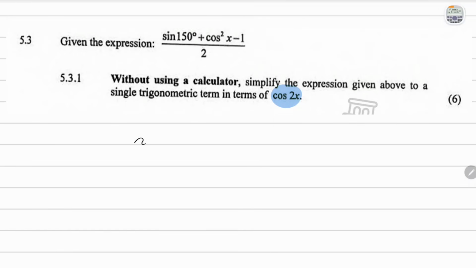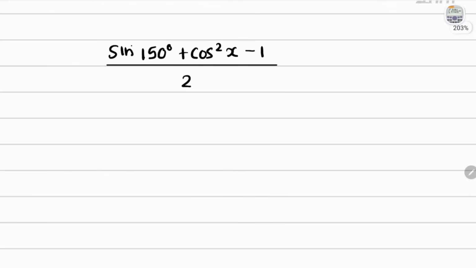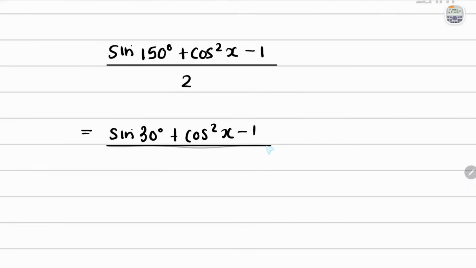Okay, let's go ahead and just rewrite this here. So first thing we can do here is, well, we have sine 150. And sine 150 simplifies, you can go ahead and simplify it using your reduction. It will simplify to sine of 30 degrees. Then we have plus cos squared x minus 1 all over 2.